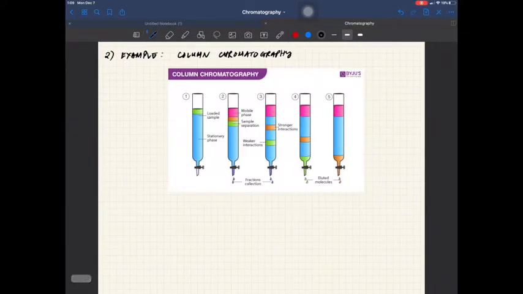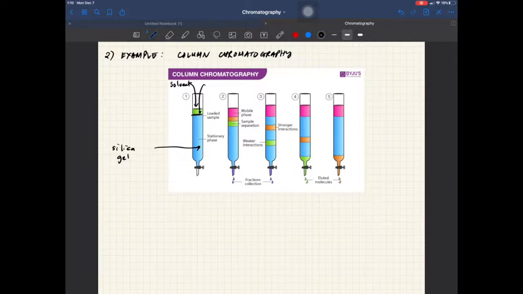Another example we have here is column chromatography. Column chromatography has a stationary phase and a mobile phase. A sample is injected here, placed here, and we have the stationary phase, which is made up of silica gel. Afterwards, solvent is poured on top of this, and the solvent will push the analyte and the other sample components downwards, and this will cause a separation.